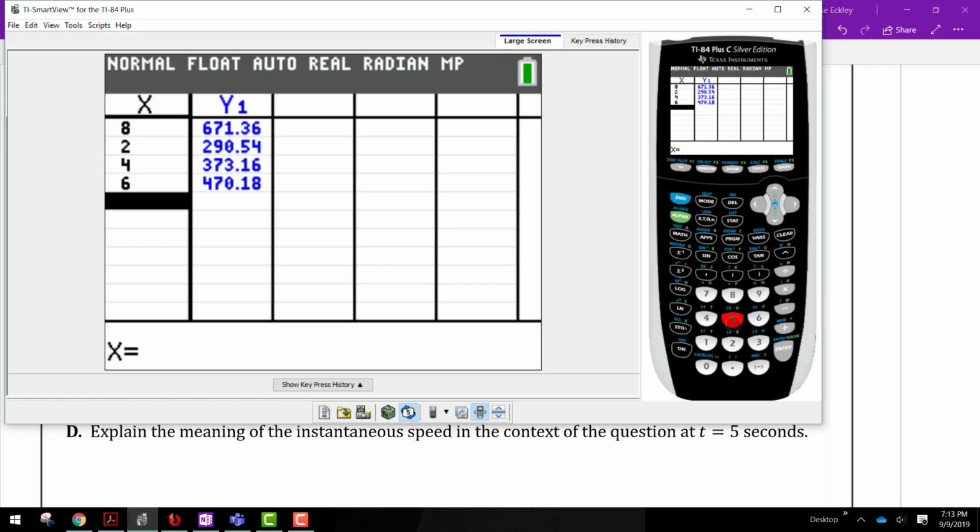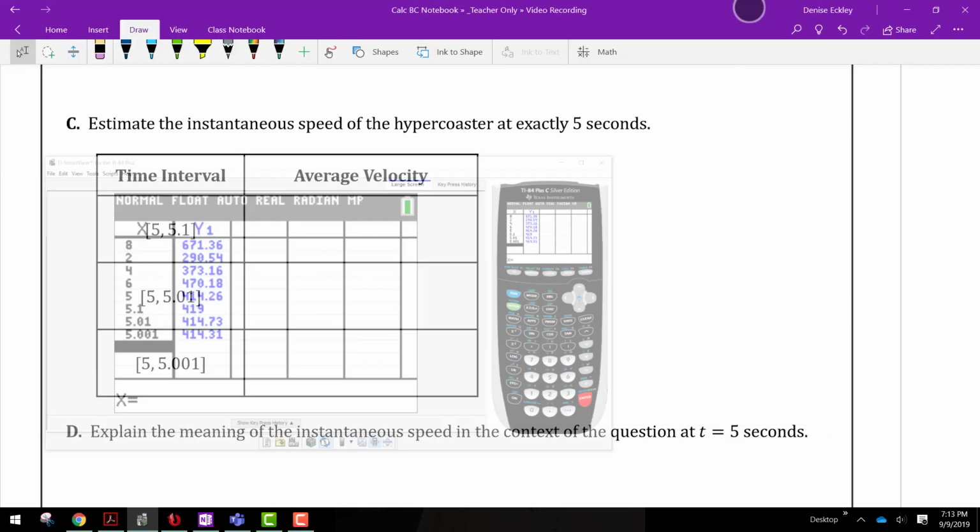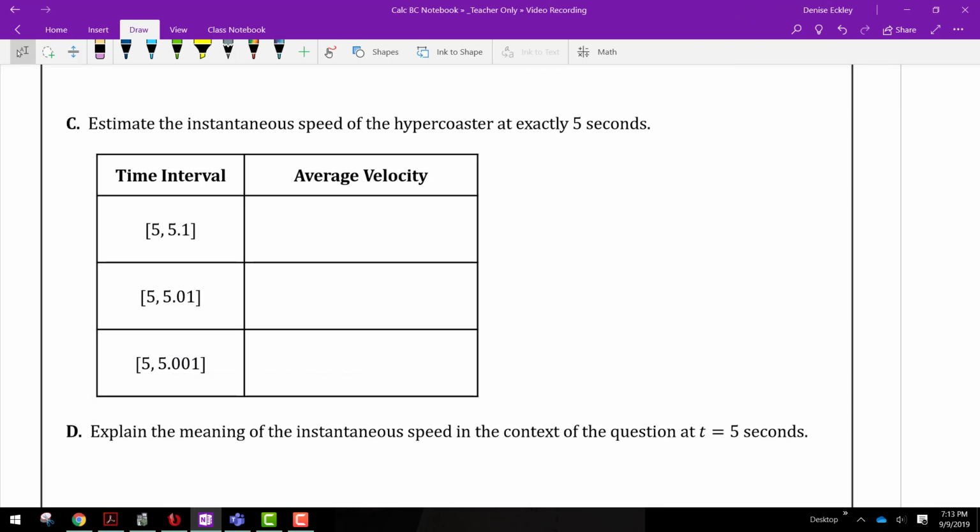So I need 5 seconds, and I need 5.1, and then I need 5.01, and I need 5.001. And those are all the values I need to do the last problem. So I put them all in. You only have to put the 5 in once because you're going to reuse that one as we get closer and closer to 5. So my formulas are going to look like this.